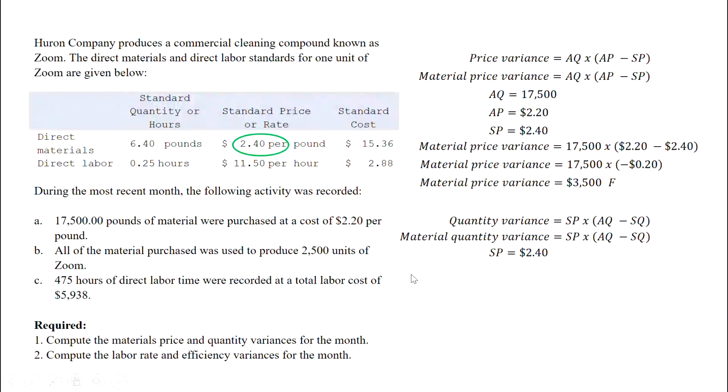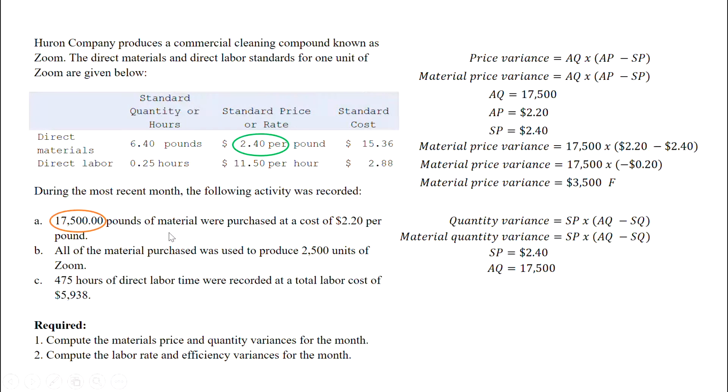We've got lots of information swimming around here on the left. Our standard price per pound is $2.40 per pound. That's what we anticipated paying per pound of material. Our actual quantity is going to be the same as what we had when we were calculating our price variance for material. It's going to be 17,500 pounds.